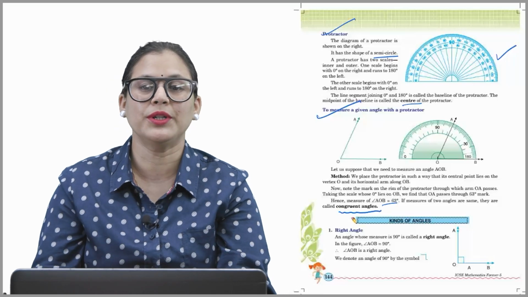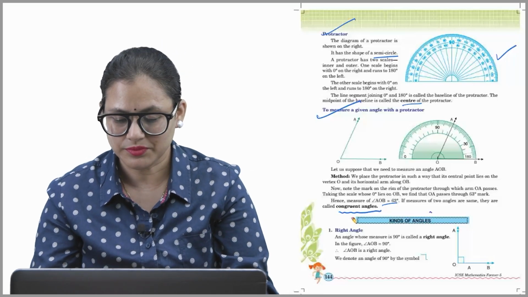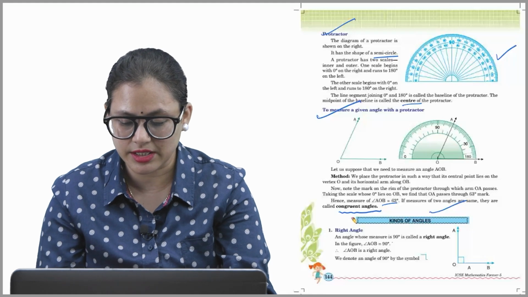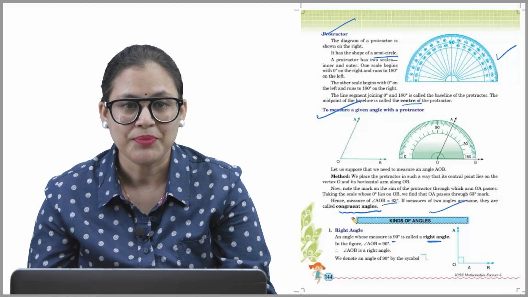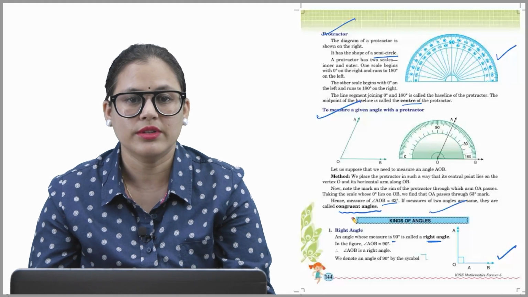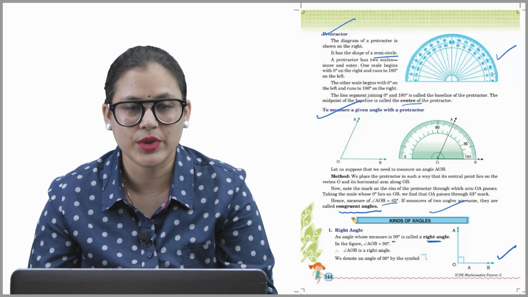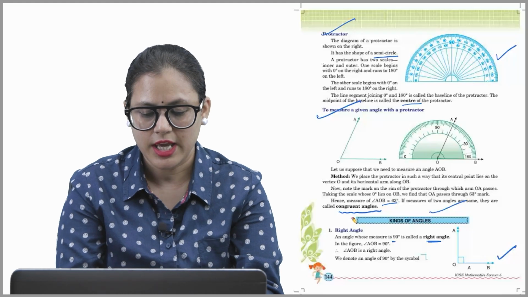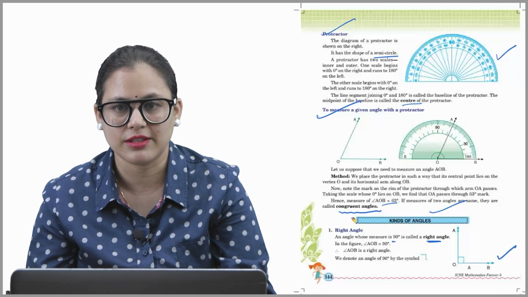Remember this term. Now, kinds of angles. Number 1, right angle. An angle whose measure is 90 degrees is called a right angle. In the figure, angle AOB is equal to 90 degrees, so angle AOB is a right angle. We denote an angle of 90 degrees by this symbol. This is the symbol of 90 degrees.